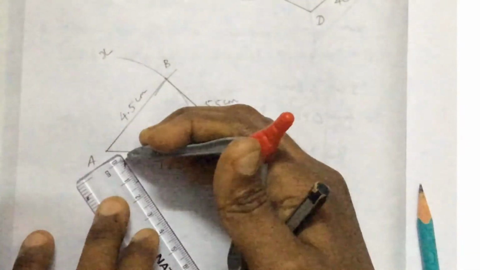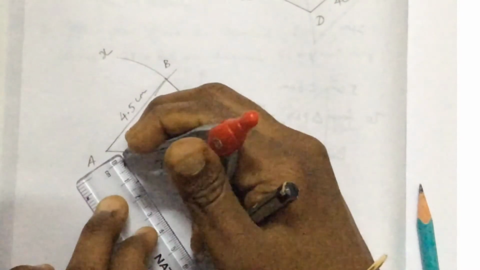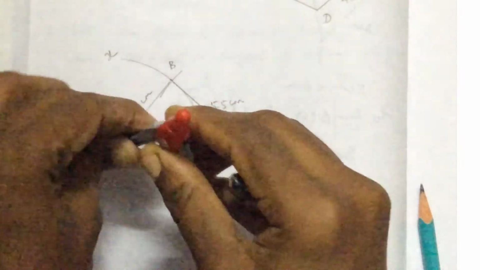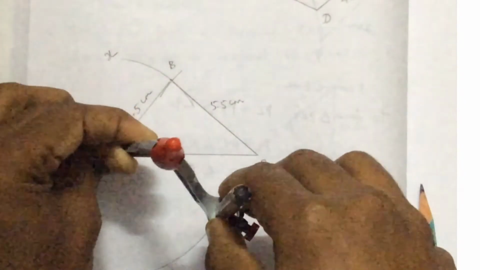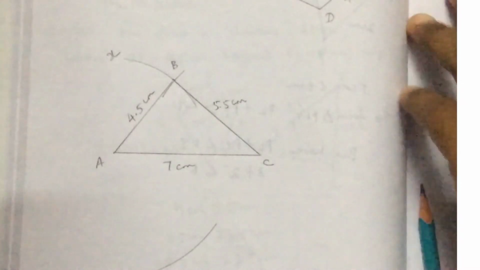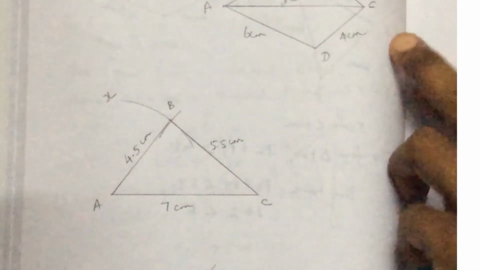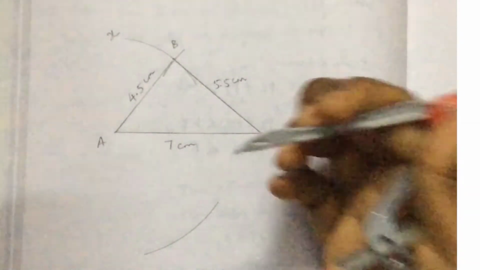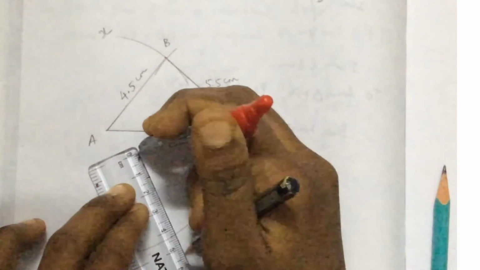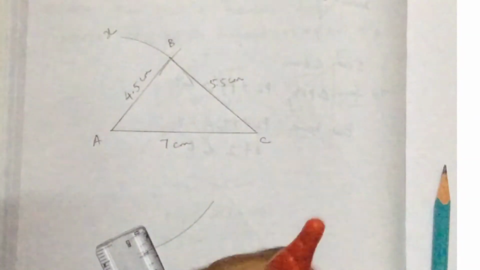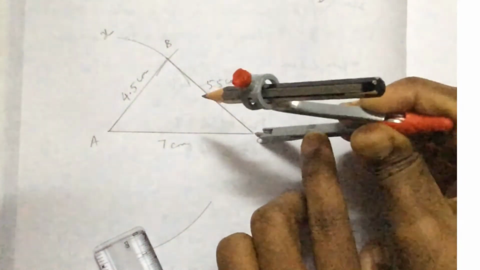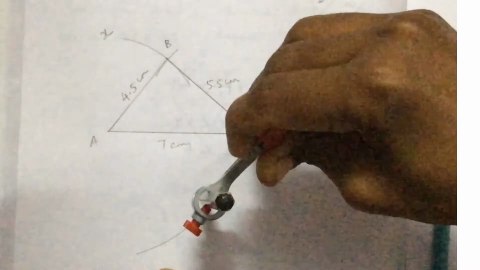So with this A as center, I am going to cut an arc of 6 centimeter. Here I am going to cut an arc of 6 centimeter, and again with C as center I have to cut an arc of 4 centimeter radius. So I have to take 4 centimeter with C as center, cut another arc.